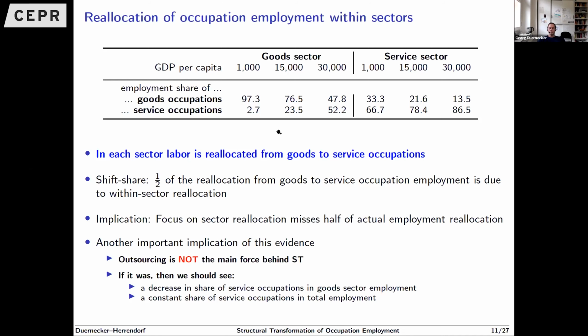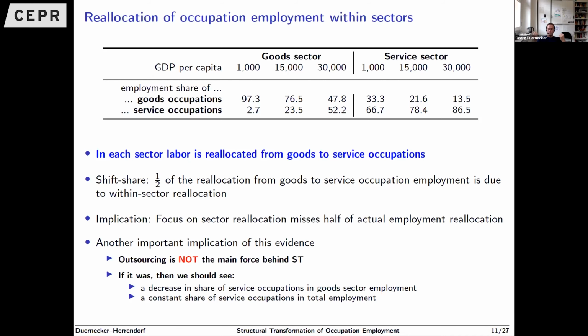And then we also do a shift-share analysis where we ask how much of the total reallocation from goods to service occupations is actually due to within-sector reallocation and how much is due to cross-sector reallocation. And we find that it's almost half of the reallocation that we observe from goods to services is due to within-sector reallocation. An important implication is that if you focus only on the sectoral employment shifts, then you would miss half of the actual employment reallocation.